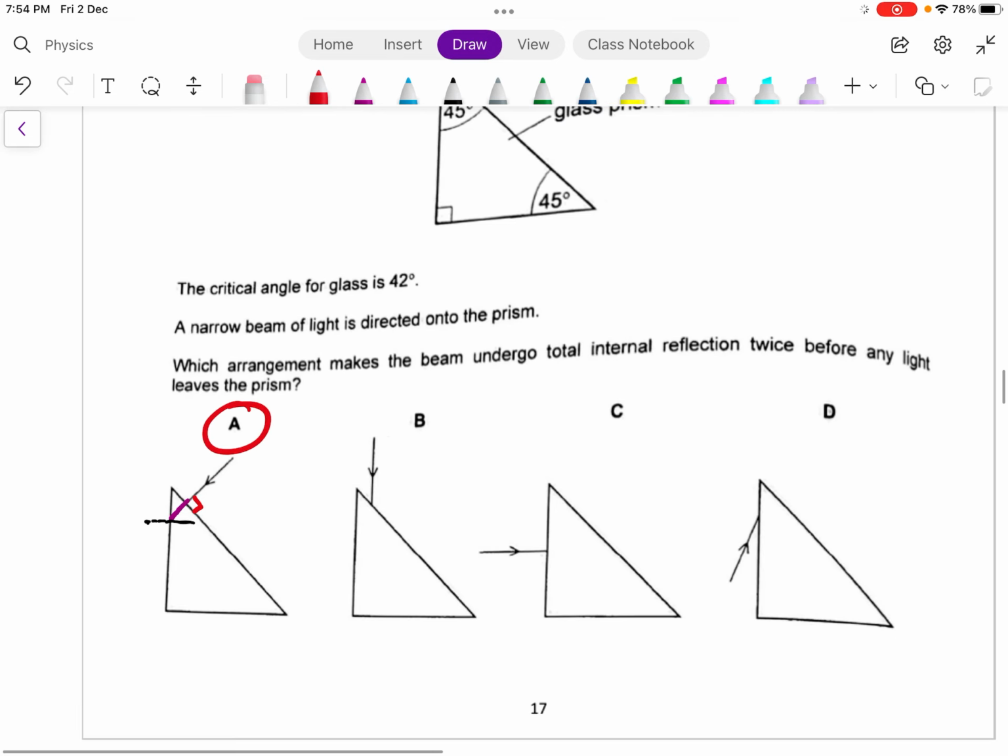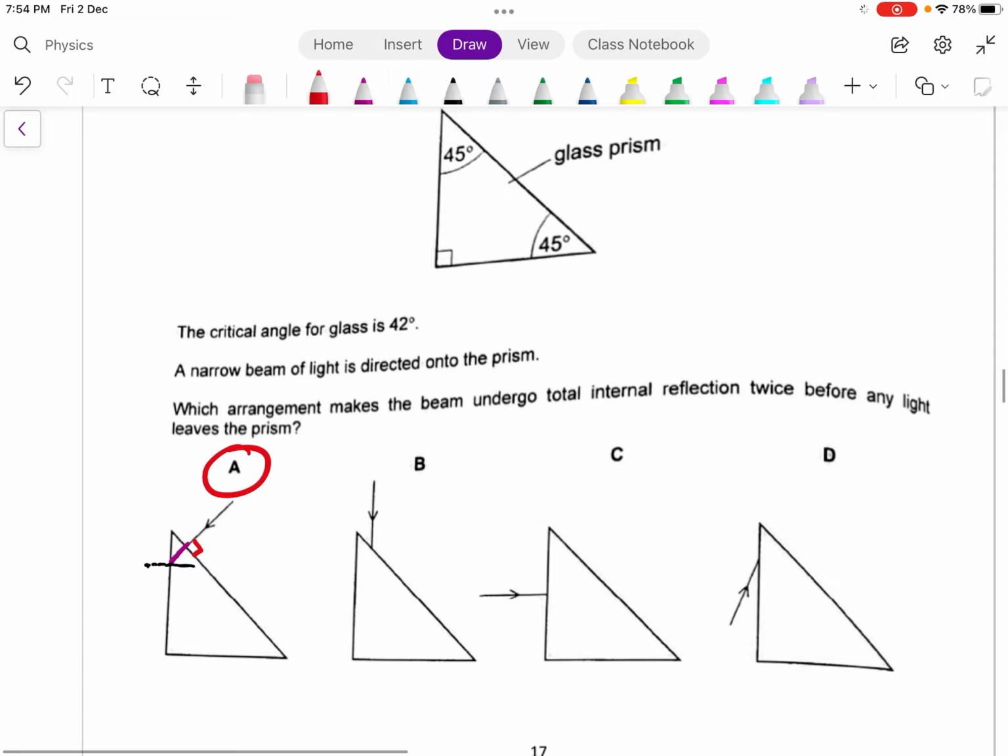Okay, so these are all the different checkpoints.